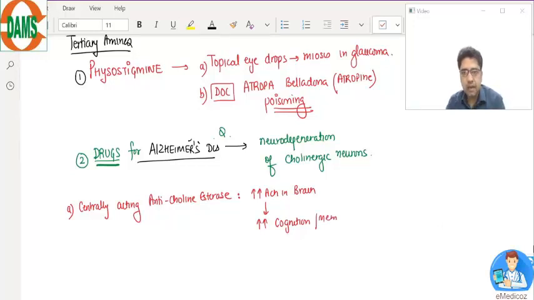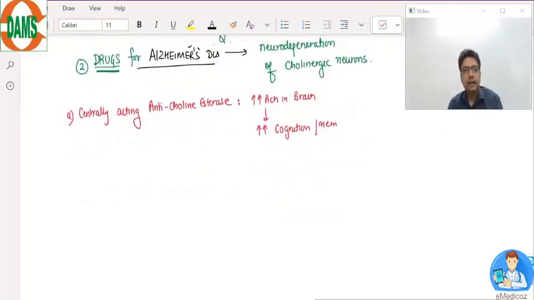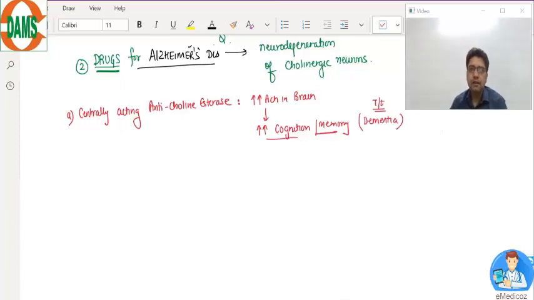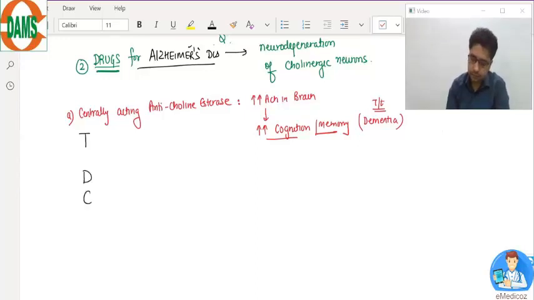Remember, cognition and memory loss is known as dementia. Hence, they are given because acetylcholine will increase cognition and memory. Increase in cognition and memory means you are treating dementia. So let's see what the drugs are. The drugs you will write use the mnemonic T, Duggar. You'll write four drugs.